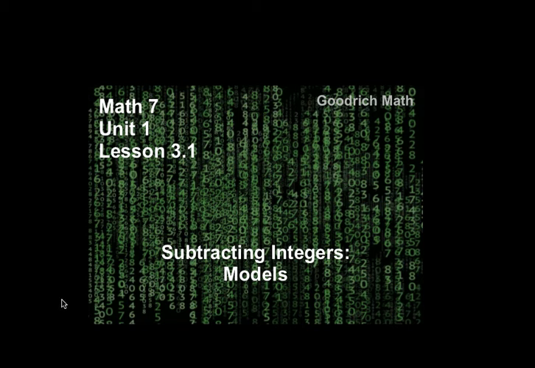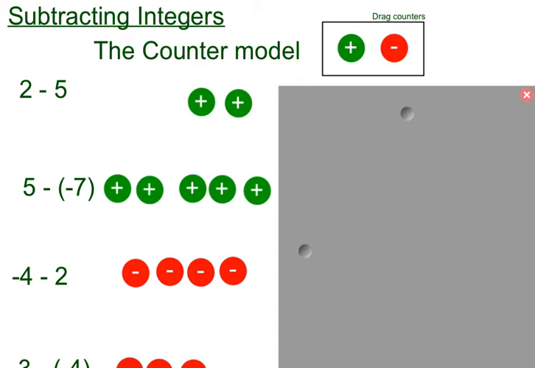Okay, subtracting integers. We're going to look at the models. This is Math 7, Unit 1, Lesson 3, Part 1. Okay, first the counter model for subtraction. When you do the counter model, that's take away.